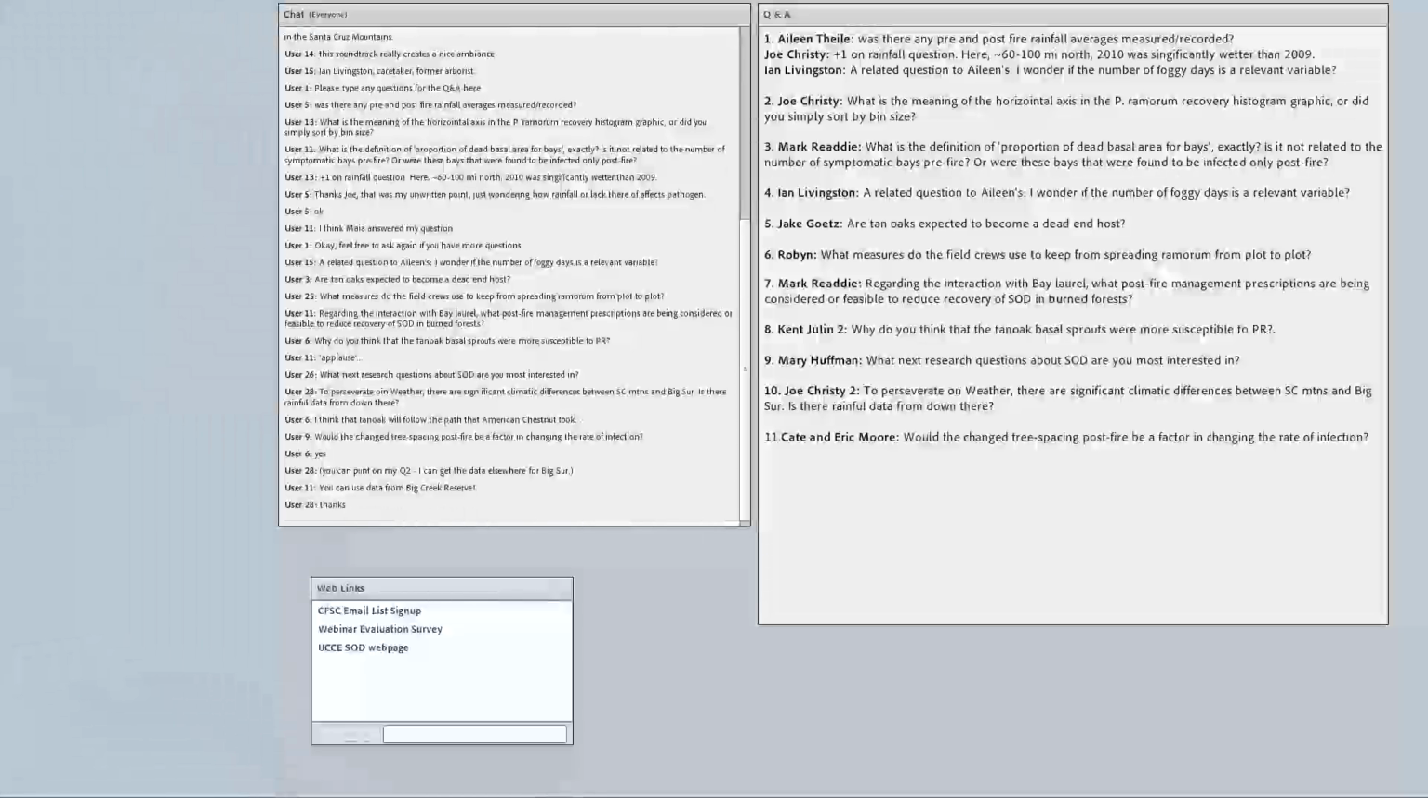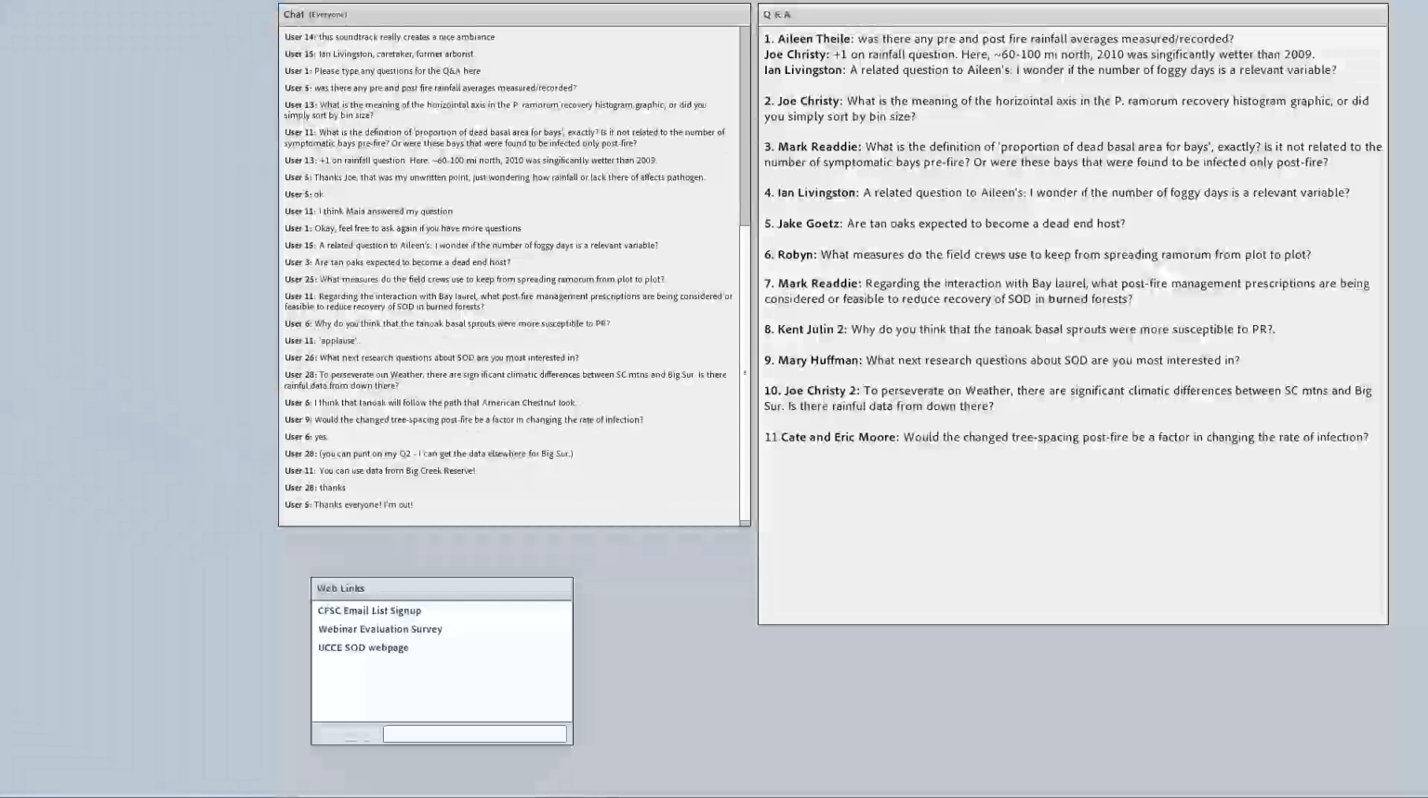And last question here, and feel free to type in any last questions in the chat box while we do this one. This one is from Kate and Eric Moore, and it is, would the changed tree spacing post-fire be a factor in changing the rate of infection?